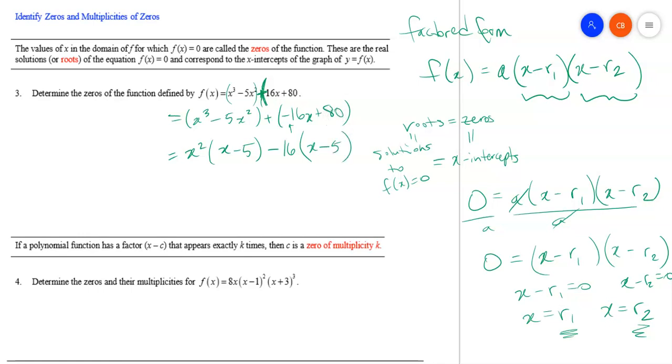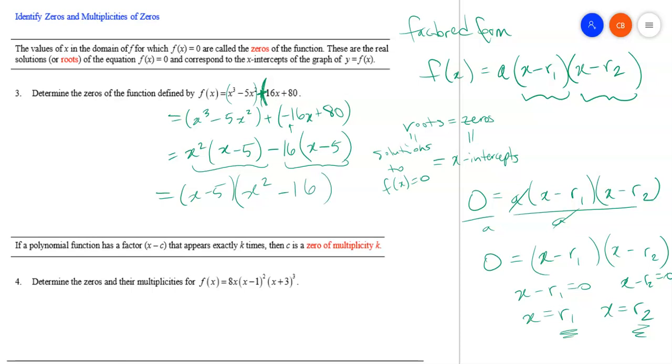So x minus 5. And then we're able to factor out of this whole thing, where we have basically two terms. We have this term over here, and we have this term over here. They both have a factor of x minus 5, so we can factor out x minus 5. And what it leaves is the x squared, and then minus 16.